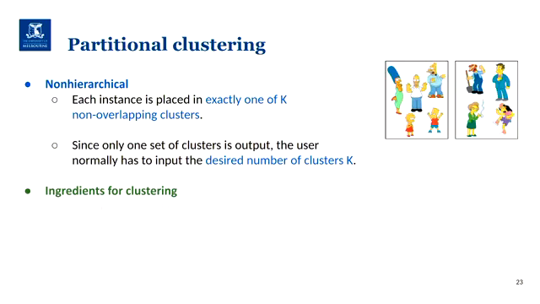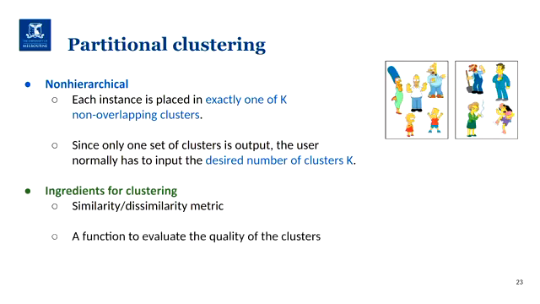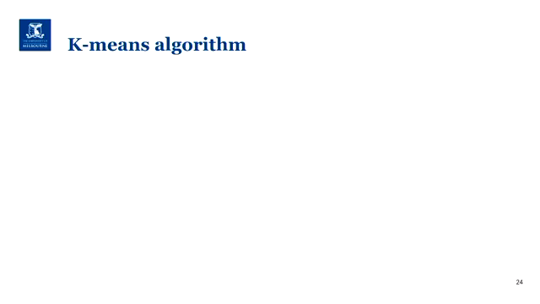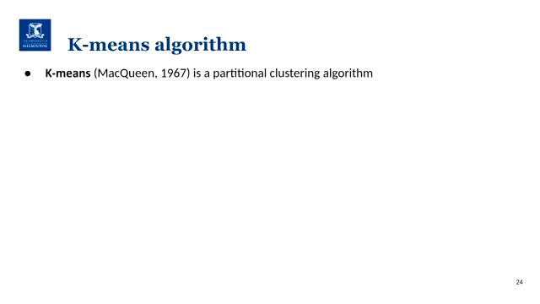And just recalling the ingredients for clustering, for partitioning clustering again, we need a similarity metric. We need to be able to evaluate the clustering, which we'll call the objective function, and the actual clustering algorithm. The first algorithm we're going to discuss is called k-means. k-means is a very famous clustering algorithm proposed back in '67 by MacQueen. It's a partitional clustering algorithm.